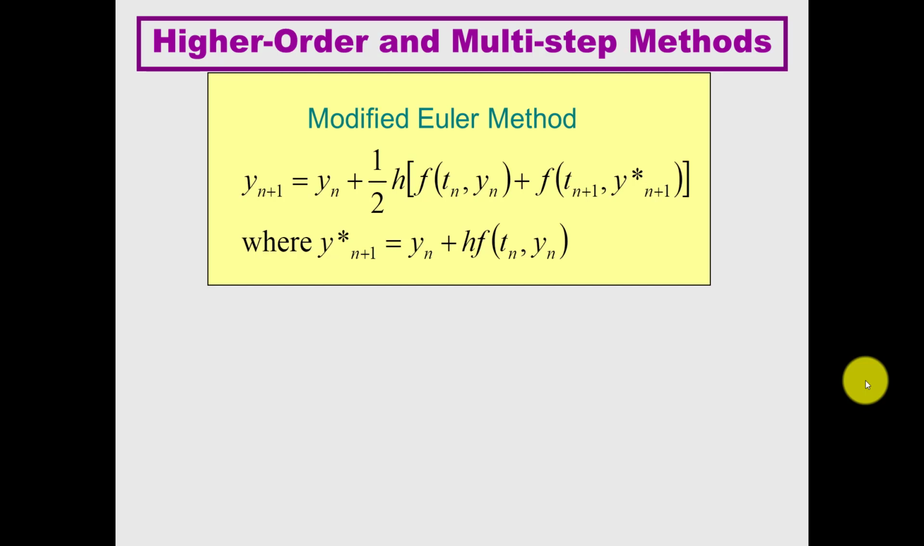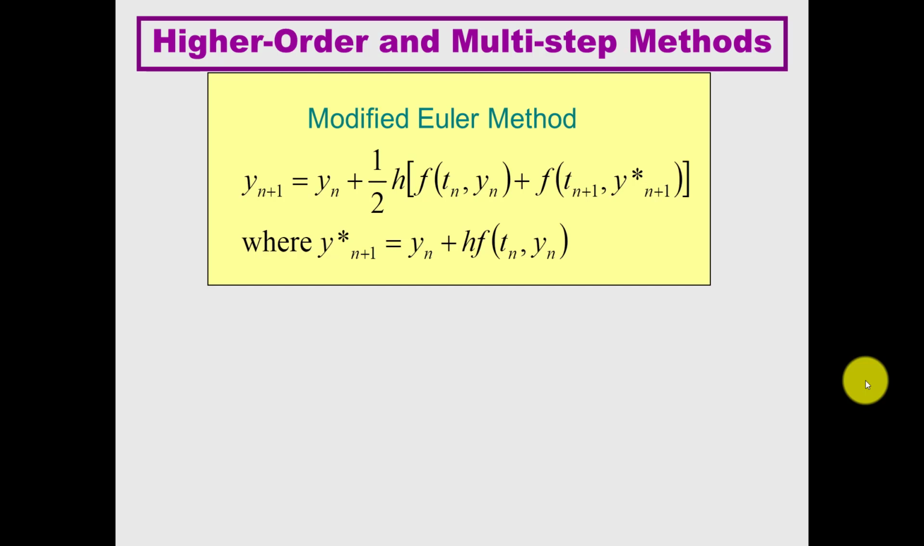We are going to do this one in the lab as well. So this is the formula to get the next y value, the y sub n plus 1. You take the y value, but then you're going to average two different points. So that's why the 1/2, because there's going to be 2 points.